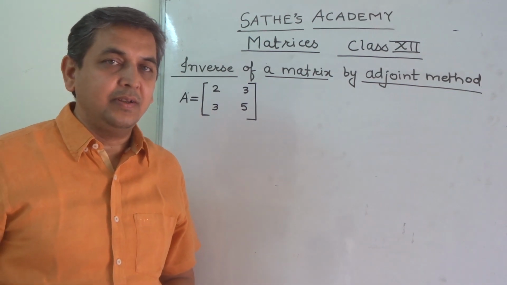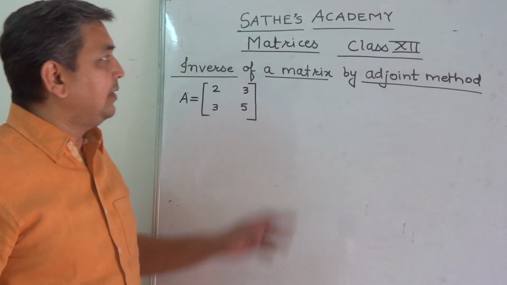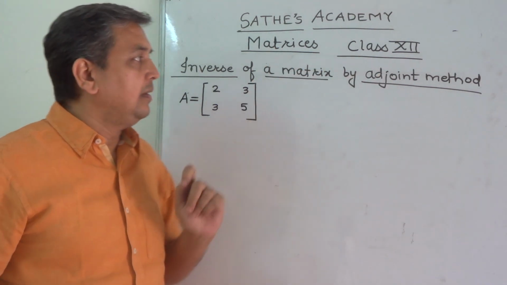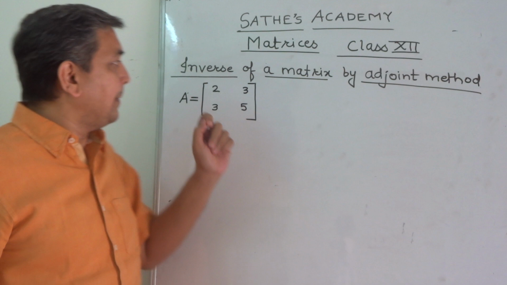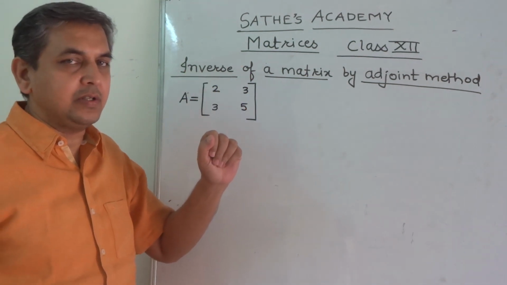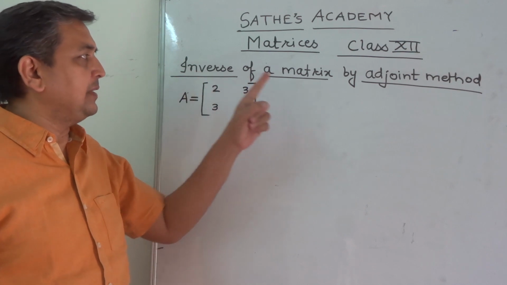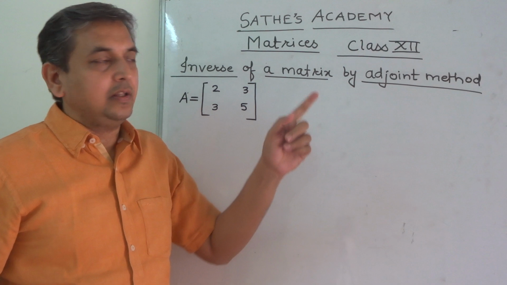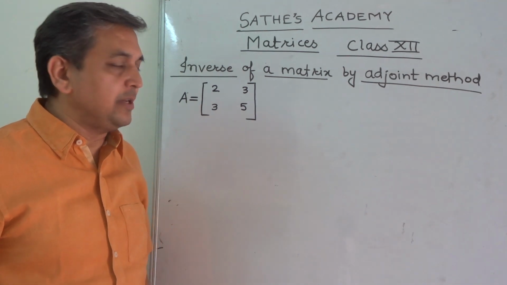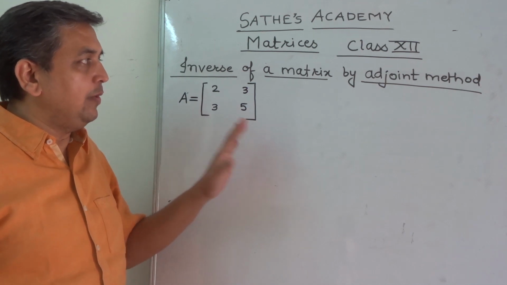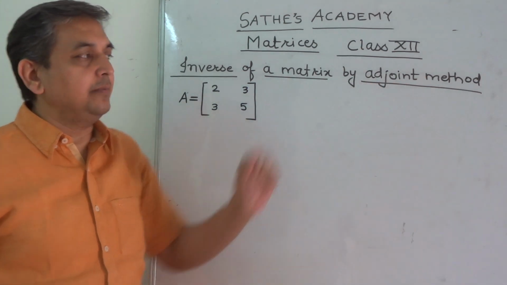Hello students, in this video we shall deal with the chapter matrices of class 12. In that we have two methods of finding the inverse, of which we are dealing with the first method here, inverse of a matrix by adjoint method. Another method is row transformation method, which we will see in the next video. So this video will deal with adjoint method.